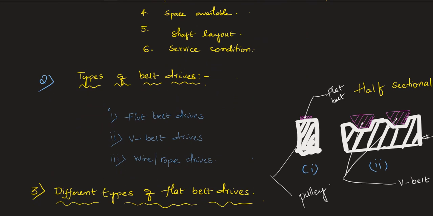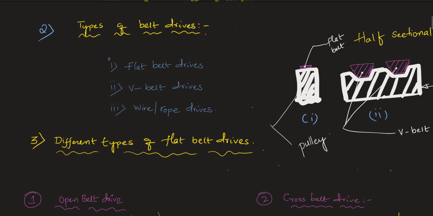The next one is how many types of belt drives are there. Generally this classification I am making is based on the type of belt we are using in a transmission drive. So number 1 is a flat belted drive, number 2 is a V belted drive, and number 3 is a wire or rope drive.